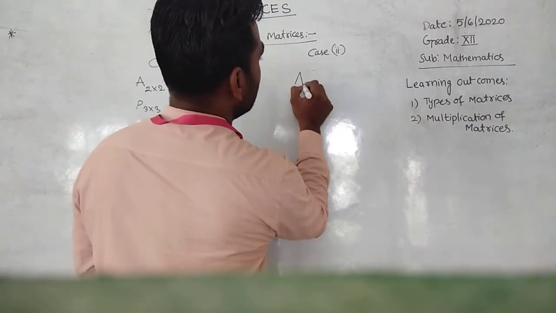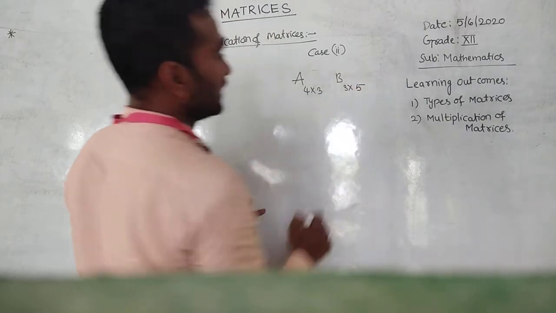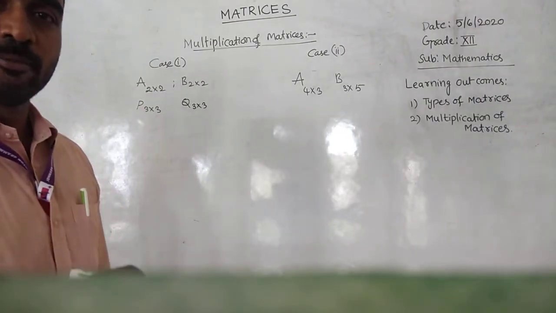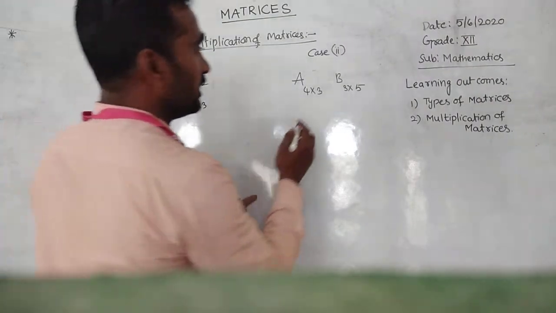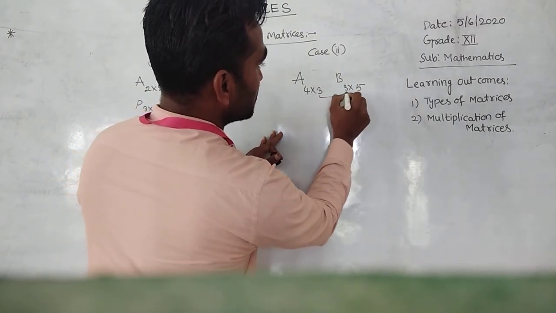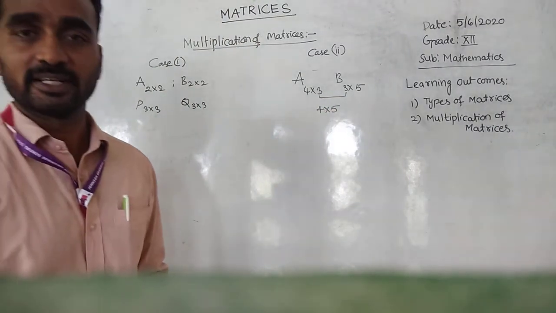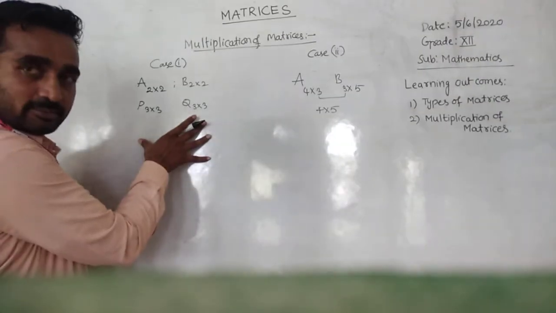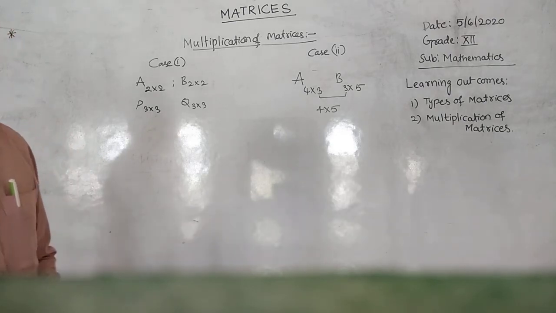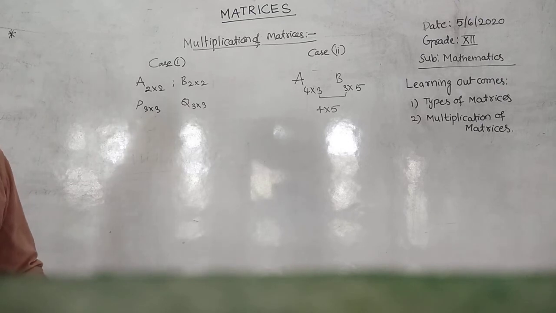In the second case, see here, A is a 4 by 3 matrix and B is a 3 by 5 matrix. If you observe these two, the number of columns in matrix A is equal to the number of rows in matrix B. So here their multiplication is possible. The result of the product of these two, the resulting matrix C, is of order 4 by 5. So remember these two: when they are square matrices with the same order, and when the number of columns is equal to the number of rows in the second matrix.